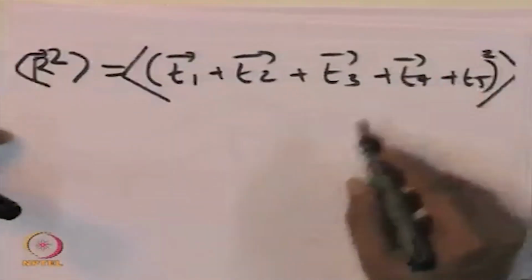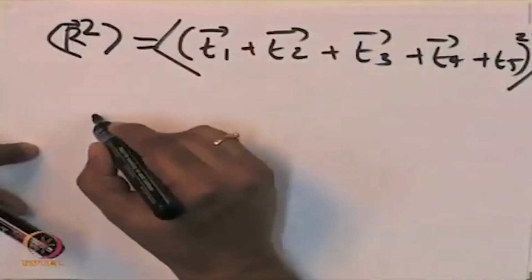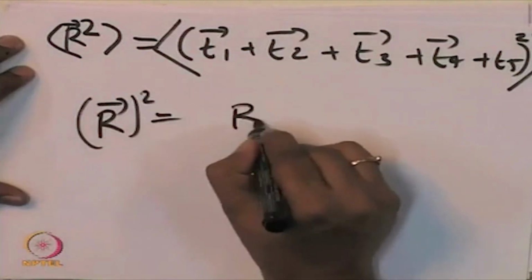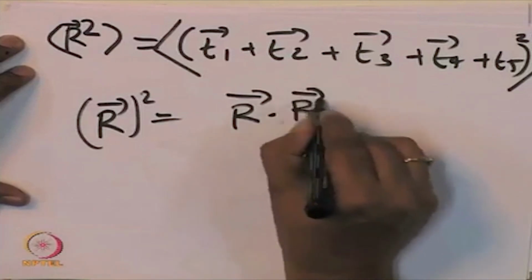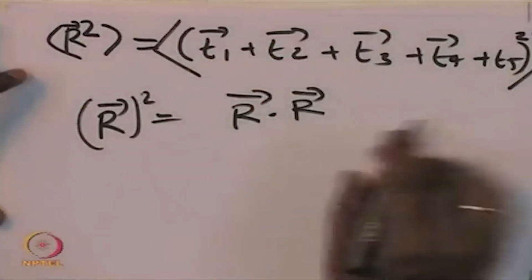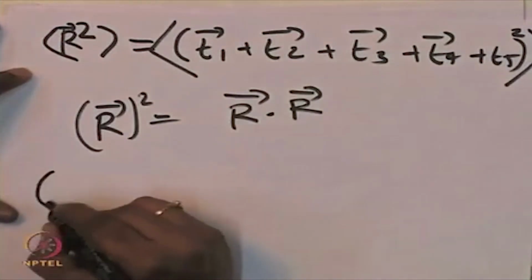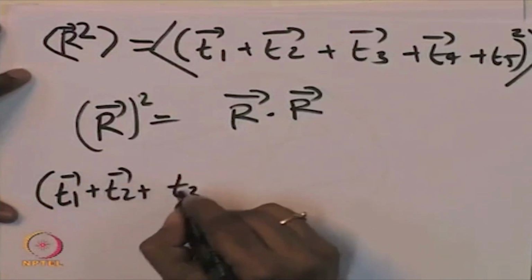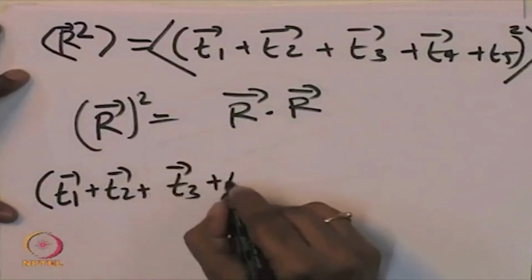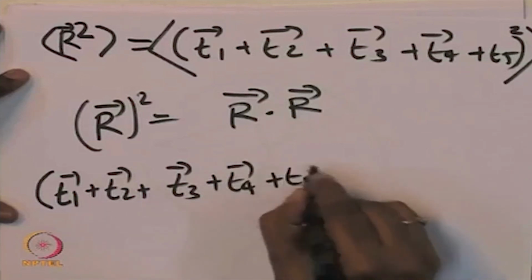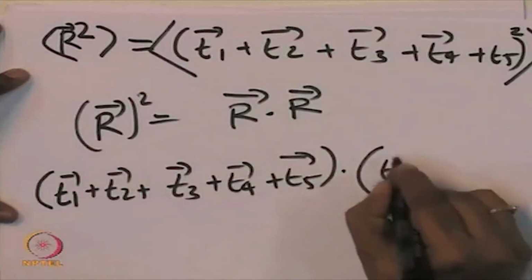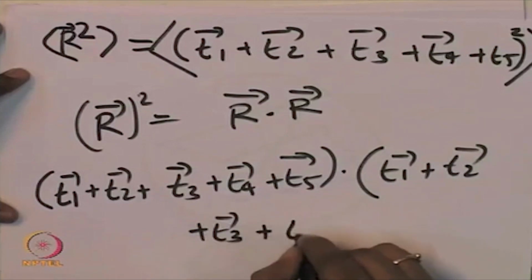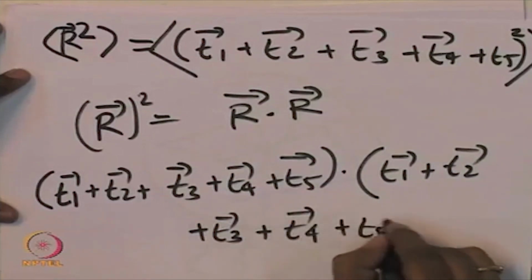So, what is this thing whole square? Any vector square, R vector square, we saw that this is R dot R. So, basically you have this dot this. You have T1 vector plus T2 vector plus T3 vector plus T4 vector plus T5 vector, dot T1 vector plus T2 vector plus T3 vector plus T4 vector plus T5 vector.